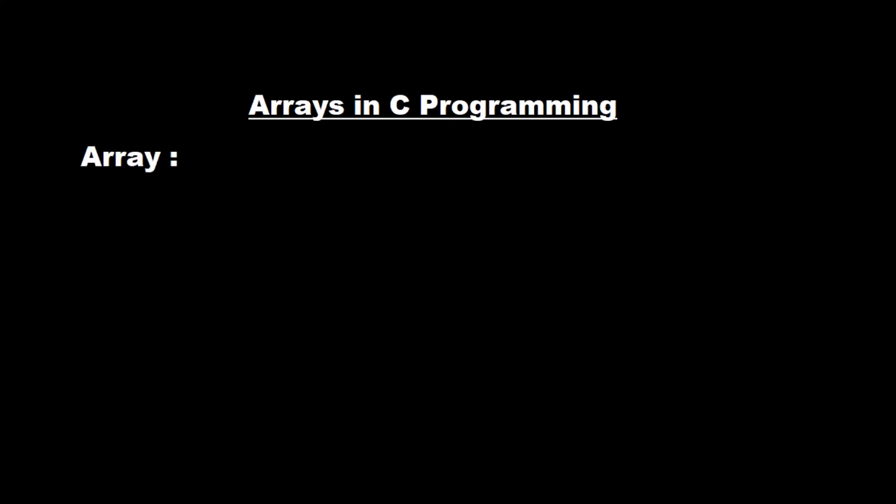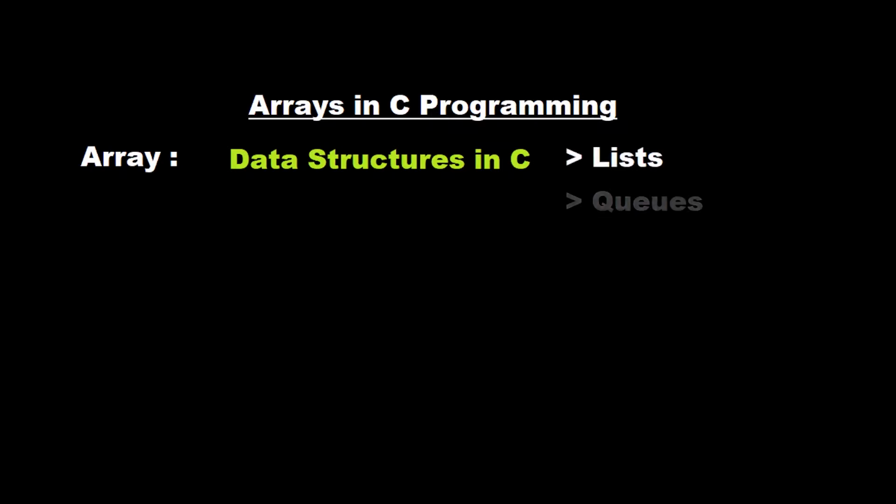Since an array provides a convenient structure for representing data, it is classified as one of the data structures in C. There are many other data structures like lists, queues, and trees. We will also be discussing this in our upcoming videos. So we will be mainly talking about arrays in this video.